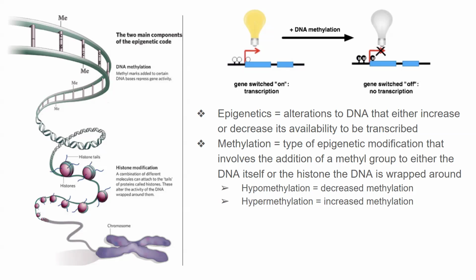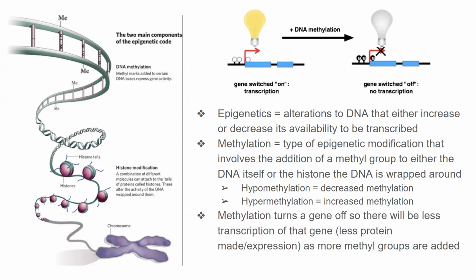And so hypermethylation is the opposite. You're going to have increased methylation of a DNA sequence. With increased methylation, the DNA sequence is turned off. You're going to get less transcription. You're going to get less protein being made. And so, yeah, I just reiterated that in this point here, methylation turns off a gene.